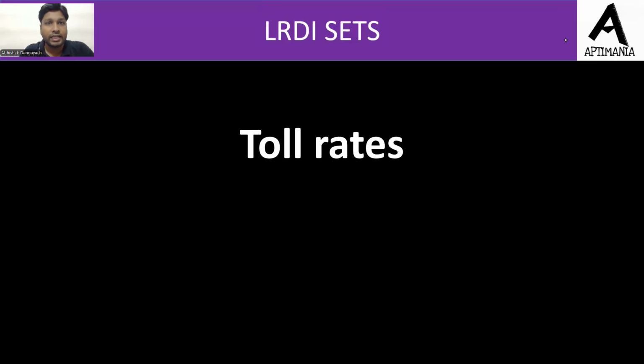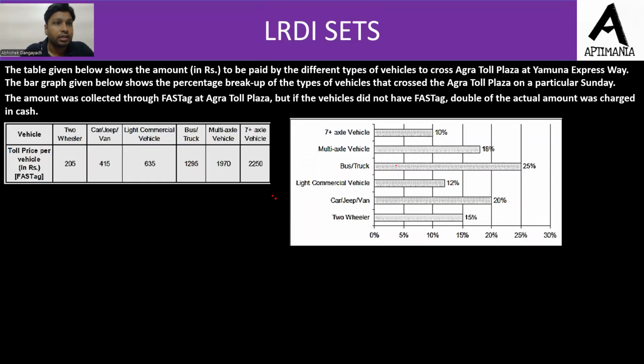Okay, so the set is toll rates. The question is, the table given below shows the amount to be paid by different types of vehicles to cross the Agra toll plaza. And the bar graph given below shows the percentage breakup of the type of vehicles that cross the Agra toll plaza on a particular Sunday. The amount was collected through FASTag, but if the vehicles did not have FASTag, double of the actual amount was charged. So, like a very practical set, हम day to day life में भी ऐसा ही होता है.